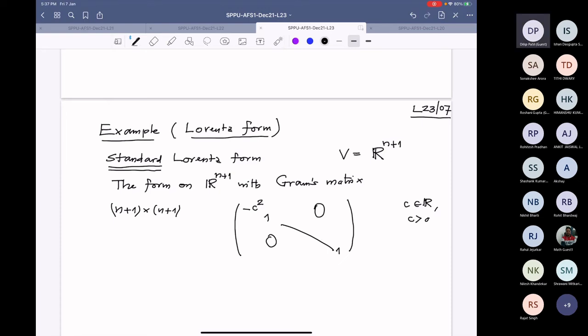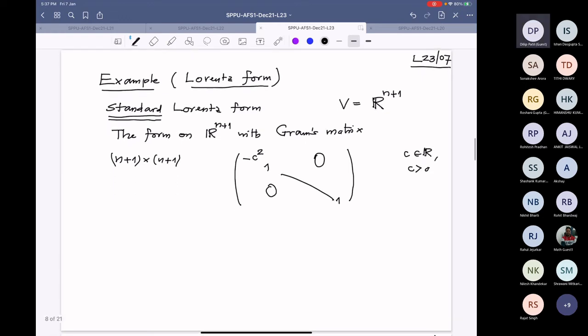And that c, where does that c come from? That comes from the velocity. All right, so let me see there. In this case, if you have studied a little bit of physics, this c is the velocity of light.